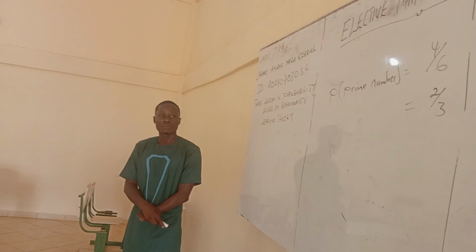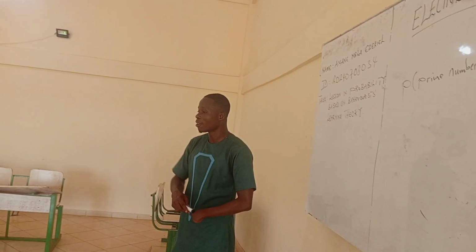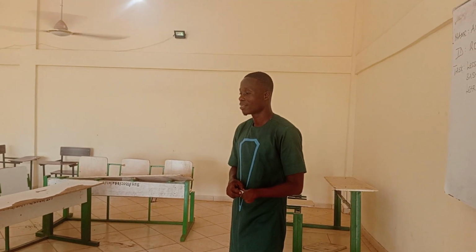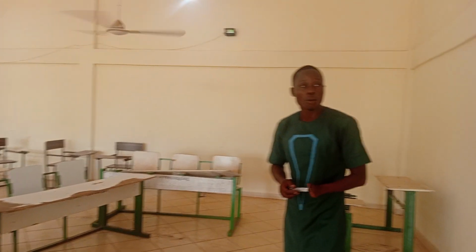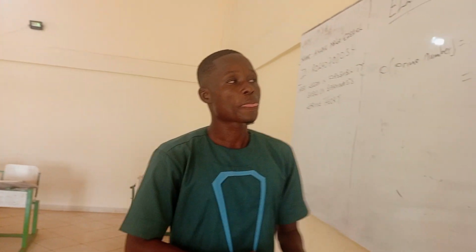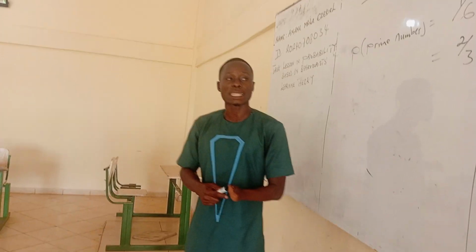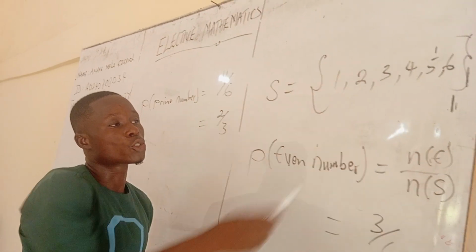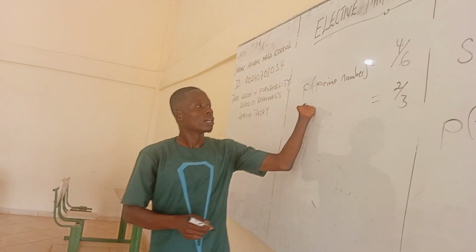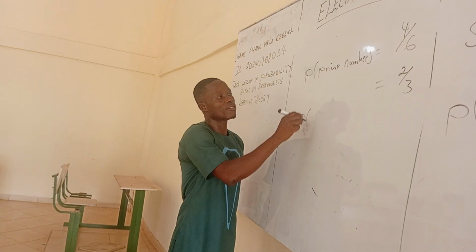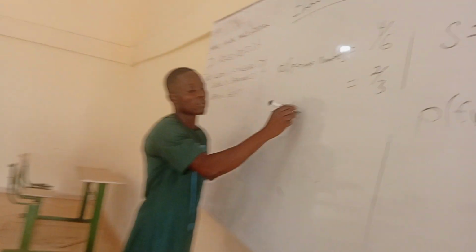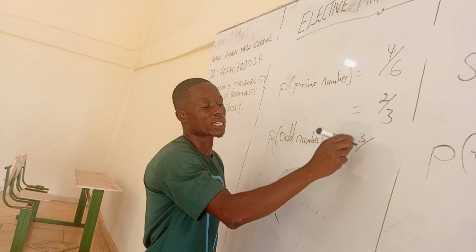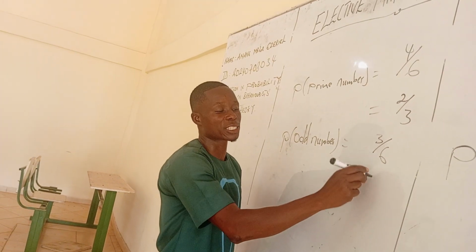Probability of odd numbers. What is an odd number in the first place? We say an odd number is a number that is not divisible by 2. So when you look at the numbers within the sample space that are not divisible by 2, we have 1, 3, and 5. So our probability of odd numbers will give us 3 over 6, and you can reduce this by saying 1 over 2.